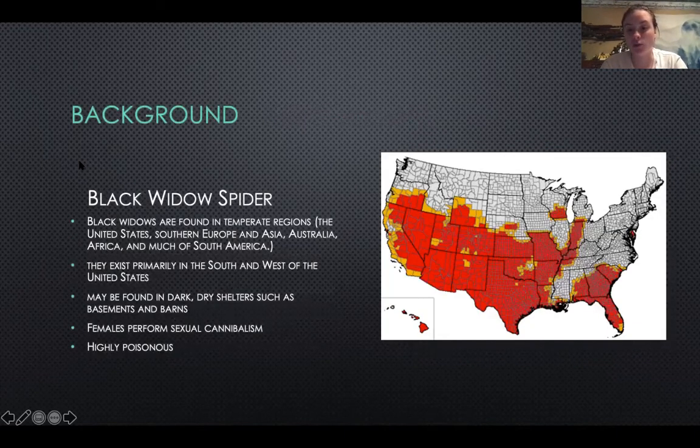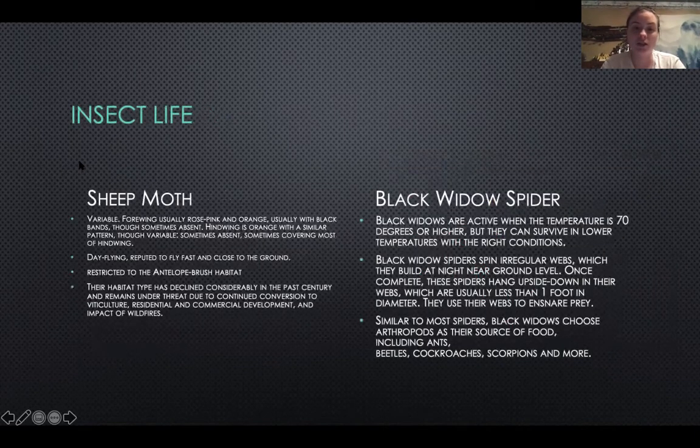As you can see, I have a map as well. They're located in a lot of places. They're usually found in temperate regions: the United States, Southern Europe, Asia, Australia, Africa, and a lot of South America. They exist primarily in the south and west of the United States, where the climate is very dry and hot. They are found in dark, dry shelters such as basements and barns. A couple of facts are that females perform sexual cannibalism, where once they mate with their male, they eat them, and they are very highly poisonous.